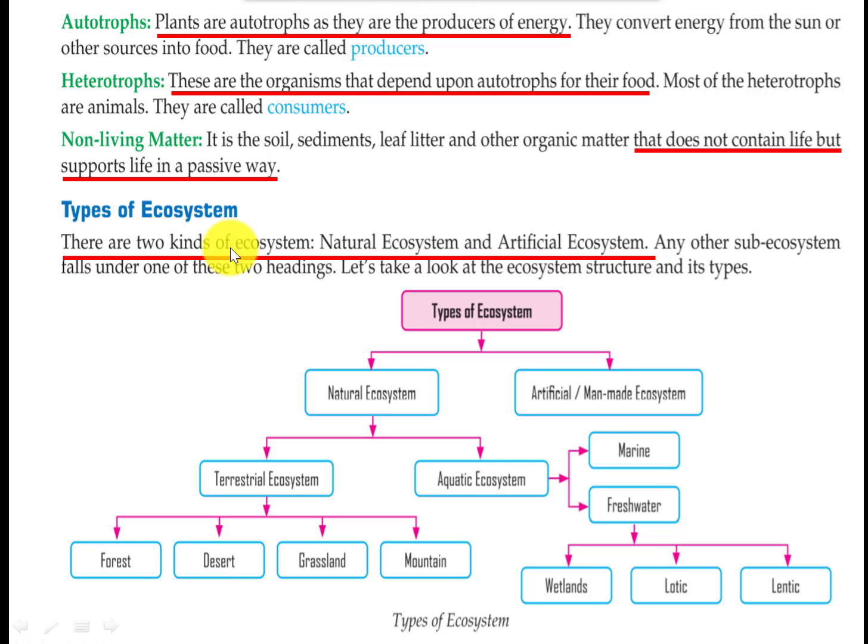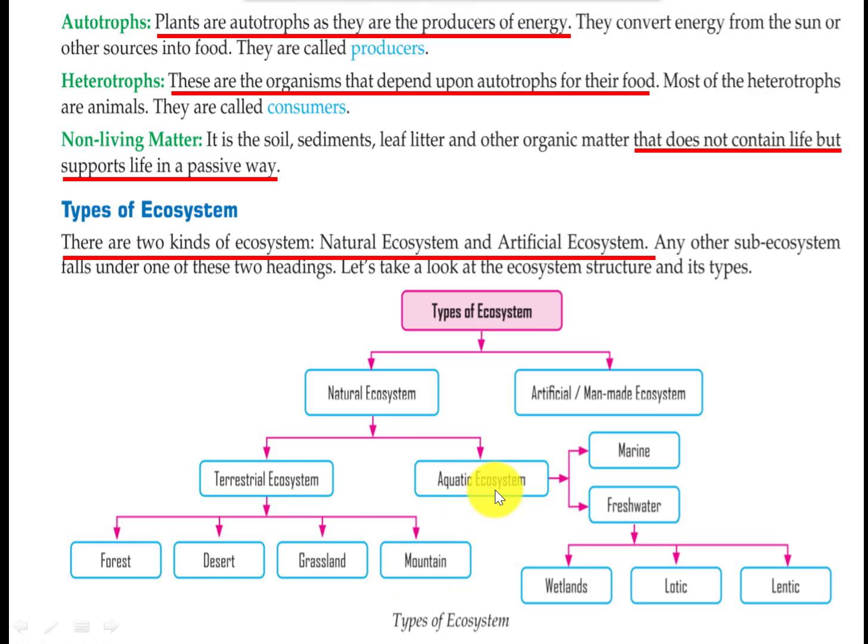Types of ecosystem. There are two kinds of ecosystem: first is natural ecosystem and second is artificial ecosystem. Now see the parts. Natural ecosystem is terrestrial ecosystem or aquatic ecosystem. What is terrestrial ecosystem? Examples are forest, desert, grassland and mountain. These are the terrestrial ecosystems.